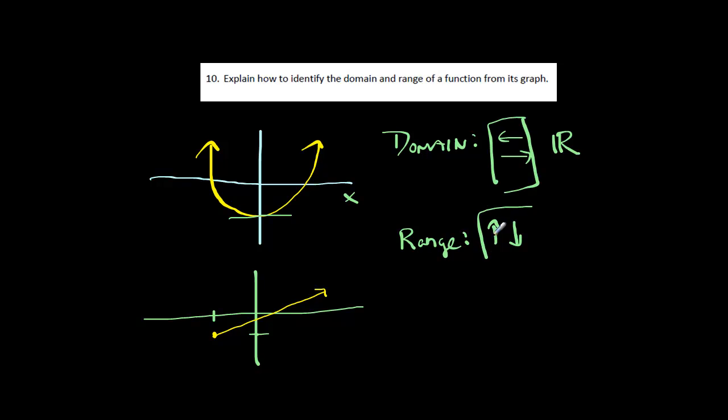So in general, when you're checking range, you want to see how high and how low the graph extends and then describe that. Either in interval notation, which is what we're starting to use now, or set notation, but I'm encouraging interval notation from this point on.